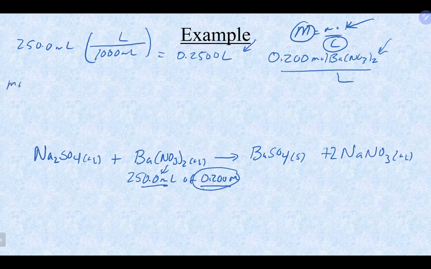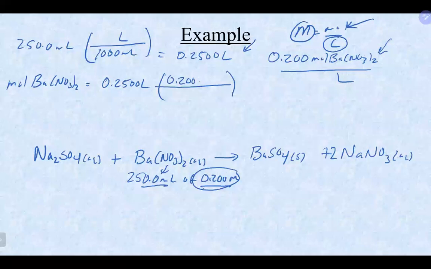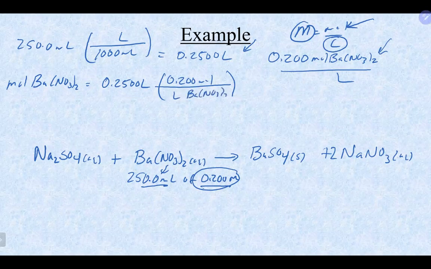The moles of barium nitrate in this case would equal our volume converted to liters times the molarity, 0.2 moles per liter of barium nitrate. That means the liters of barium nitrate cancel. I am not interested really in barium nitrate, right?